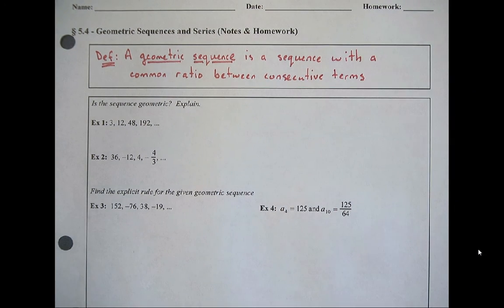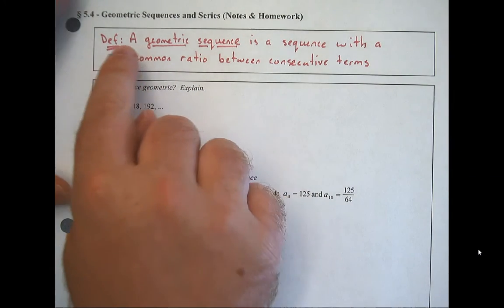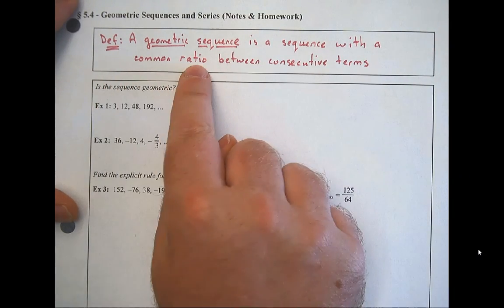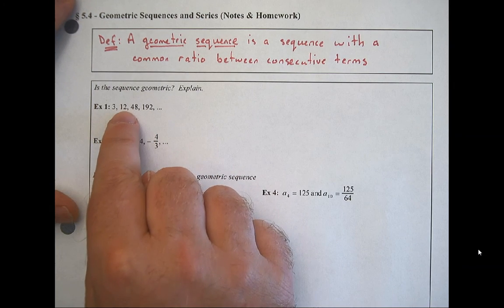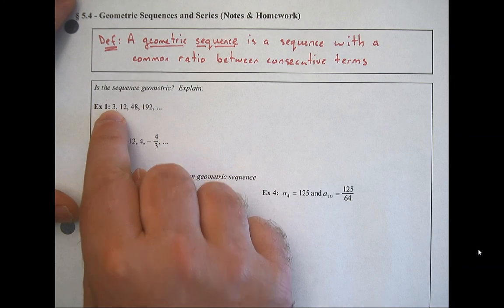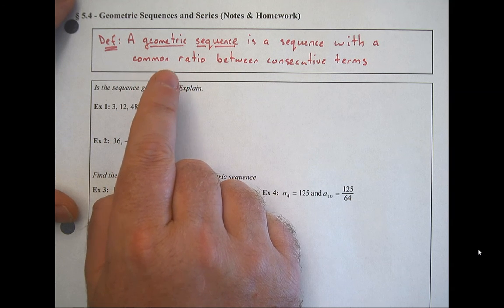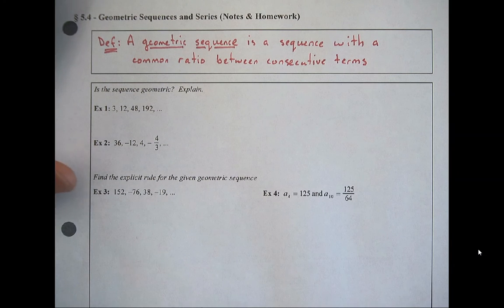So today's notes are going to feel a lot like last time's notes because basically I just did the same examples but for geometric situations. If you remember, last time, an arithmetic sequence is a sequence with a common difference between consecutive terms. So last time we would grab a term and subtract the one before it. Now, to find a common ratio, we're going to grab any term and divide by the term before it.